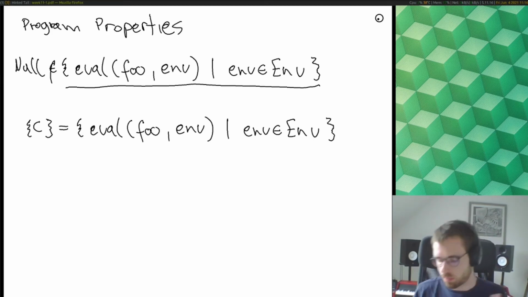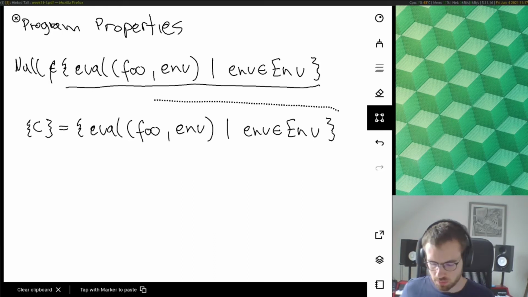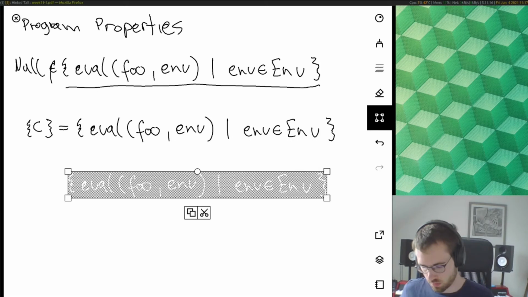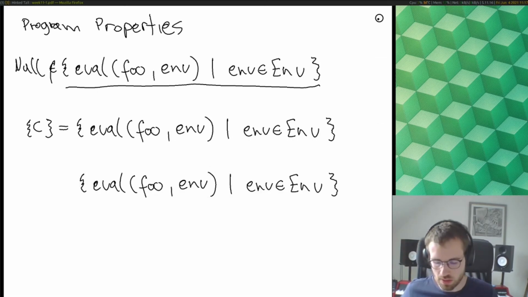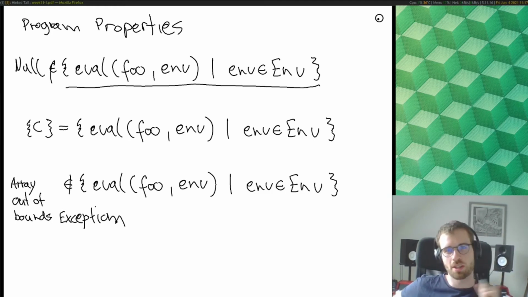Let's look at another example. We could, for example, be interested in that a program can never fail due to an array access which is out of bounds. Well, then again, we can use the same collecting semantics. And then say that this cannot have an array out of bounds exception. So essentially these collecting semantics allow us to describe program properties that we want to analyze.